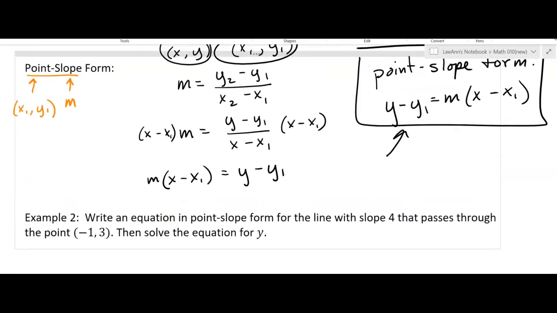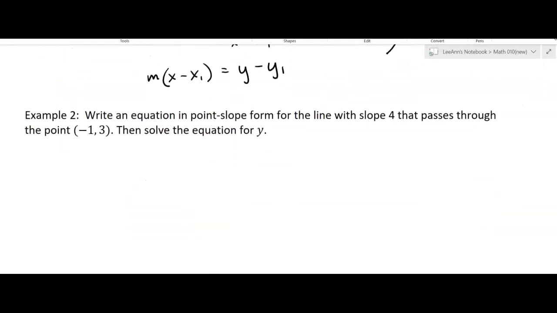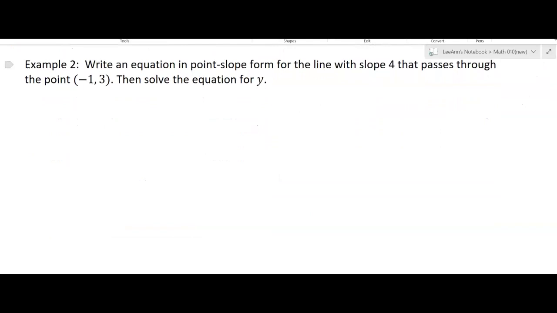Okay, so there it is. Write this down, put it on your note page. You'll need that one. Okay, so write an equation in point-slope form for the line whose slope is 4. Okay, so that means m is 4. And it passes through the point negative 1, 3. So that's going to be my x sub 1 and my y sub 1, negative 1 for x sub 1 and 3 for y sub 1.